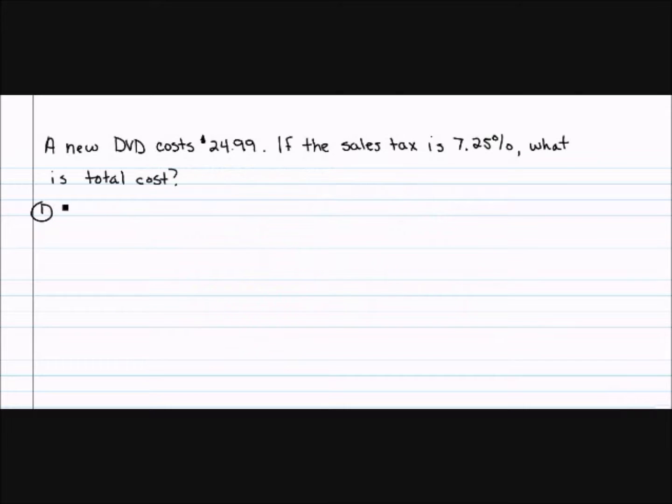Let's do another one. So, step 1. I take my amount times my percent, which is $24.99 times 7.25.